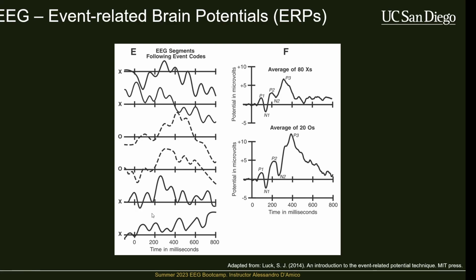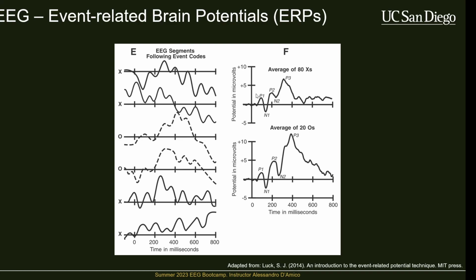And so what we do when we're doing ERP research is we'll often average multiple trials together. And that's what subfigure F is showing us. So in this case, we're averaging 80 instances of seeing the X's and 20 instances of seeing the O's. As you average more and more signals, you're smoothing out, getting rid of the noise, the true signal is starting to come out, and we're able to start seeing these things which are called event-related potential components.